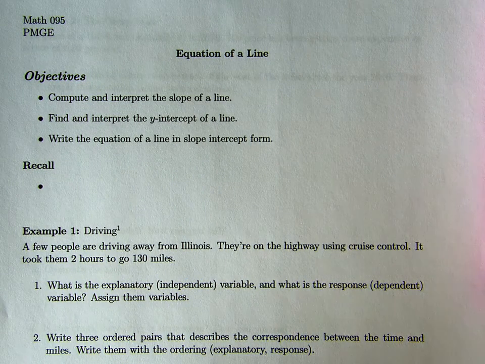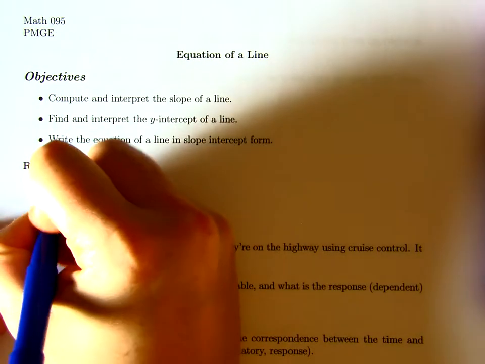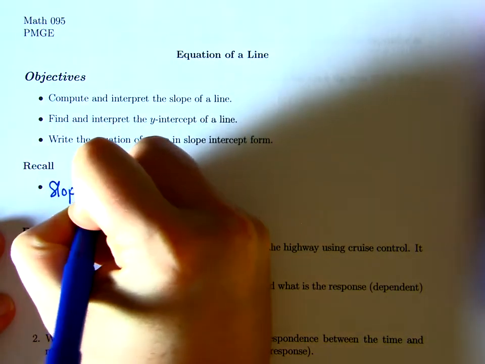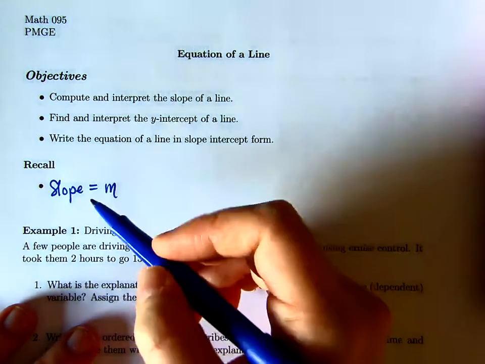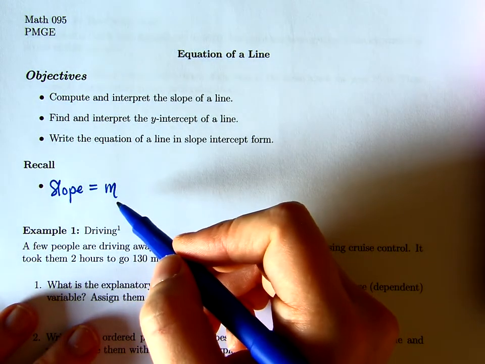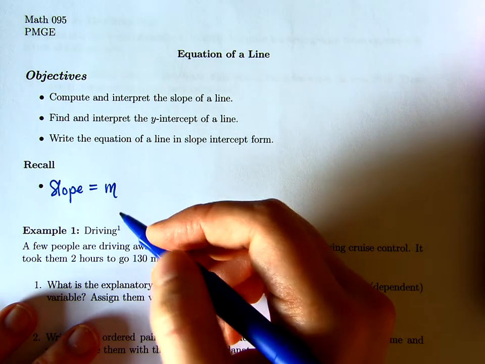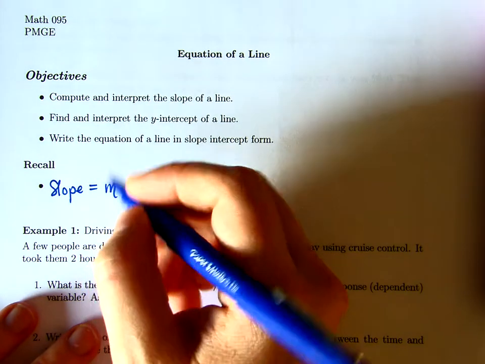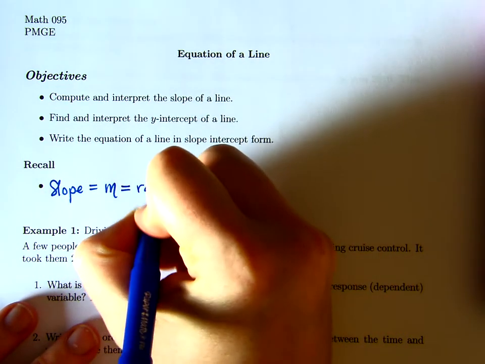So, quick recall that the slope, symbolized with an M, not to be confused with the mean, not to be confused with meters, and not to be confused with miles, which is MI actually, is a ratio of change.